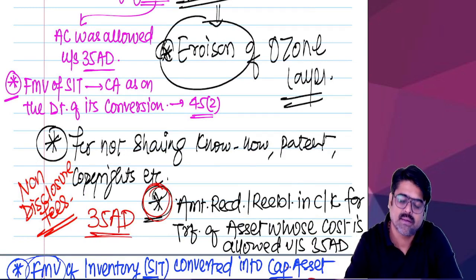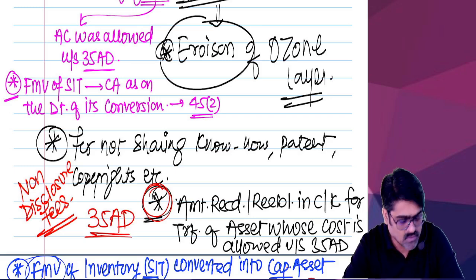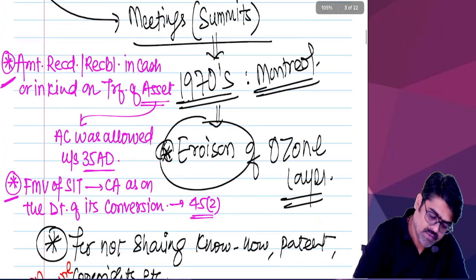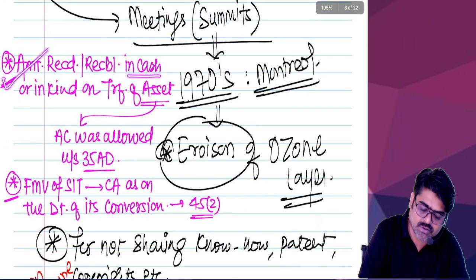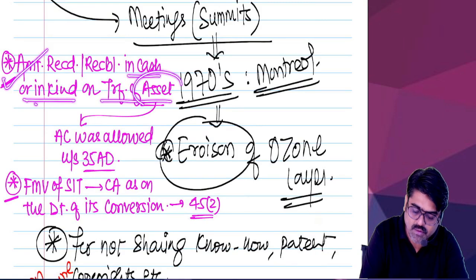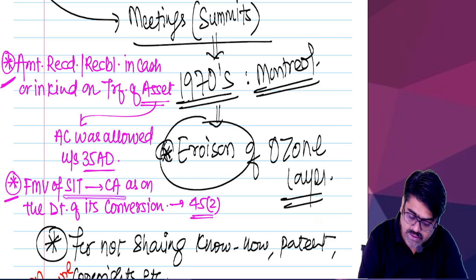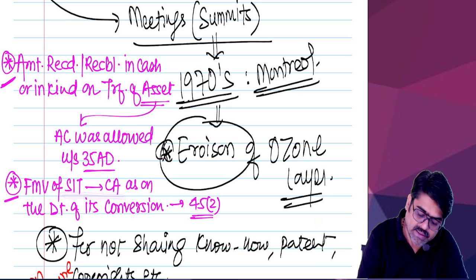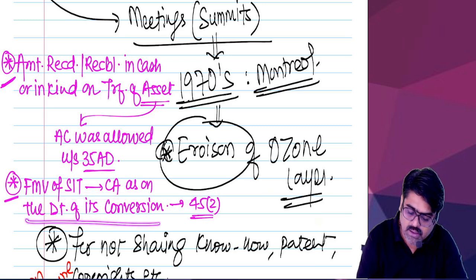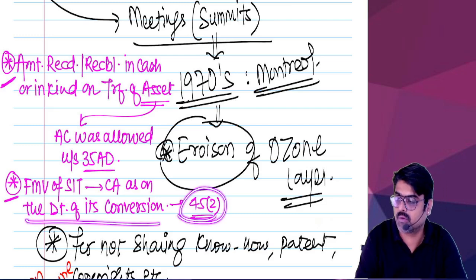Then there are two more incomes which we are going to study later on. One income is this amount received or receivable in cash or in kind on transfer of asset whose actual cost was allowed under section 35AD, and fair market value of stock in trade which is converted into capital asset as on the date of its conversion. This income also we are going to see later on.